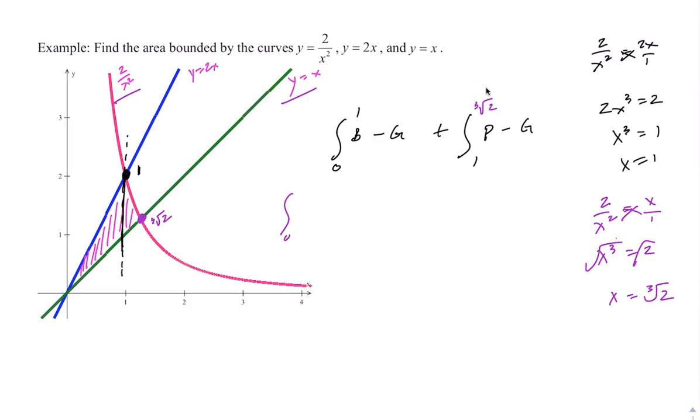So we get the integral from 0 to 1 of 2x minus x dx. The integral from 1 to 3 over the cube root of 2, and then pink's on top, so 2 over x squared minus green, which is this x dx.